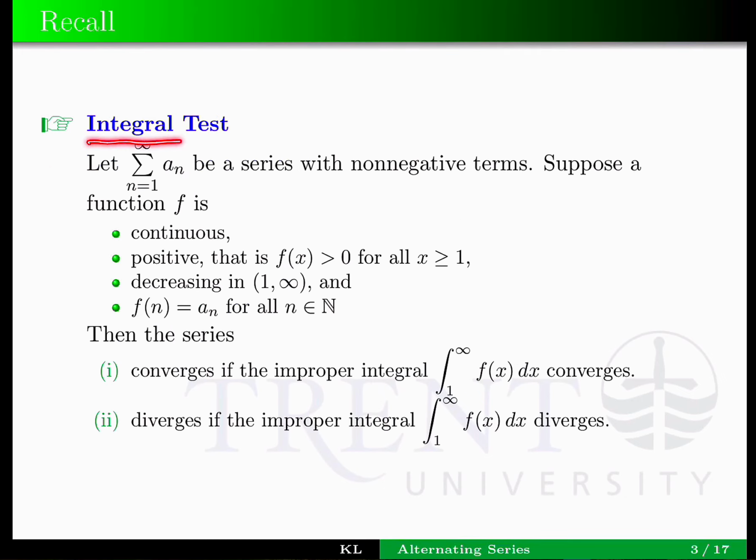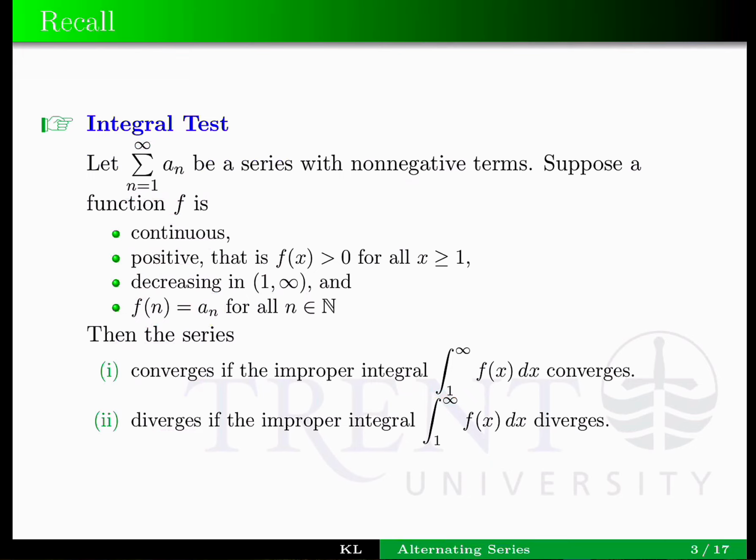And then we have the integral test. So here we consider the series a_n with non-negative terms. Suppose we have a function f that is continuous, positive, and decreasing on the interval [1, infinity), and the value of the function at every positive integer n is equal to the term a_n. Then the series converges if the improper integral of f(x) dx from 1 to plus infinity converges, and the series diverges if the improper integral of f(x) dx from 1 to infinity diverges.